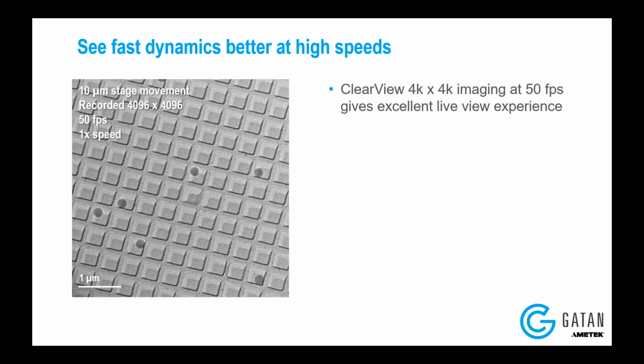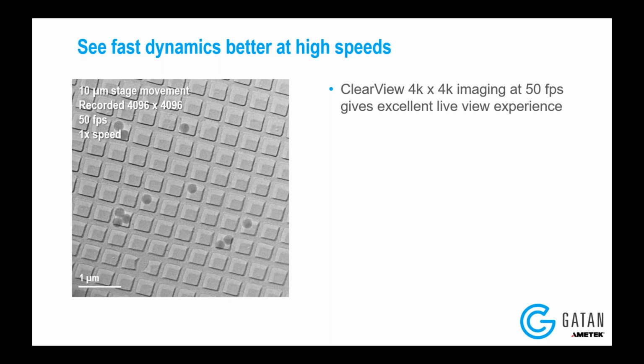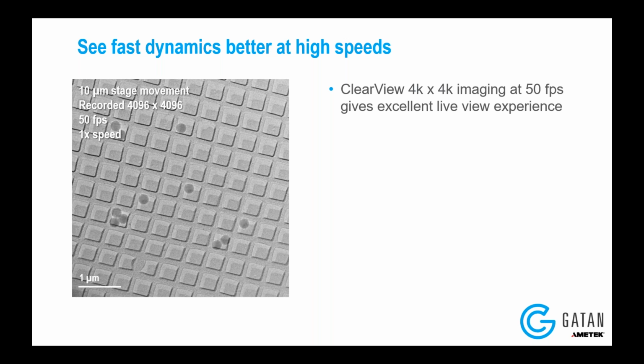Now, just to give you an idea of what these different frame rates look like: as I mentioned, the ClearView at 4K by 4K gives you 50 frames per second. Here I'm showing a demonstration. It's very simple: a 10 micron stage movement that I asked the microscope to make by itself, so it happens very fast. If I play the data, you can see the stage move pretty quickly at 50 frames per second, and I think it gives a good live view experience.